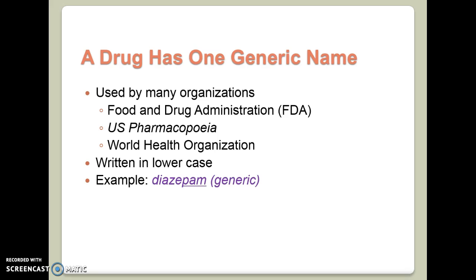A drug has one generic name, used by many organizations, usually the Food and Drug Administration, the U.S. Pharmacopoeia, and the World Health Organization. The rules as I learned them are that generic names generally should be written in lowercase. Trade names are written with a capital letter. So Valium is the brand name, diazepam is the generic, and you'll notice we have the PAM underlined here.